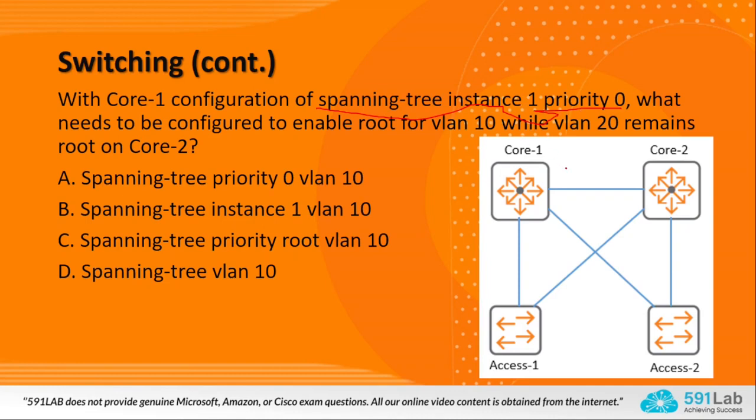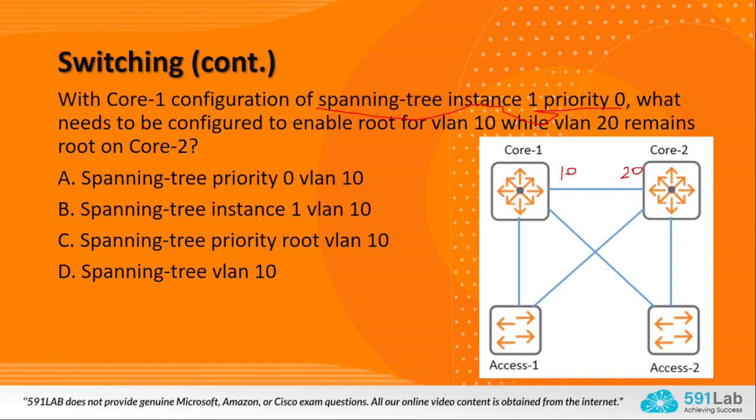So now they are asking for VLAN 10. Core 1 should be the root for VLAN 10. For VLAN 20, core 2 should remain as root. Whatever VLANs map to instance 1 will make core 1 the root for that particular VLAN, because instance 1 already has the lowest priority. So it's a matter of mapping VLAN 10 to instance 1. We'll look at the answers.